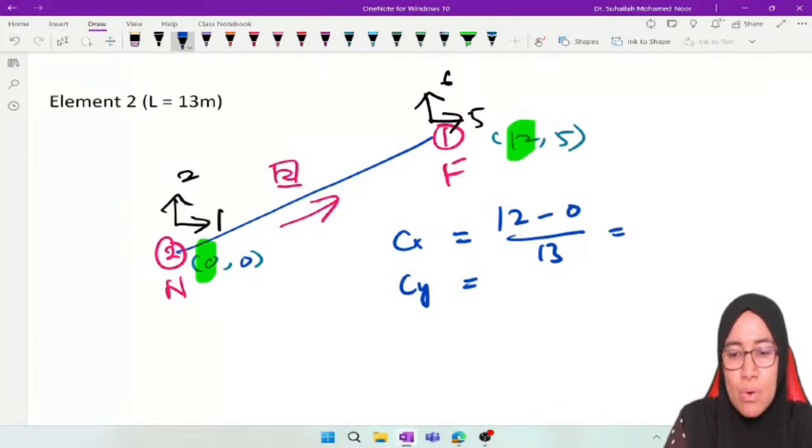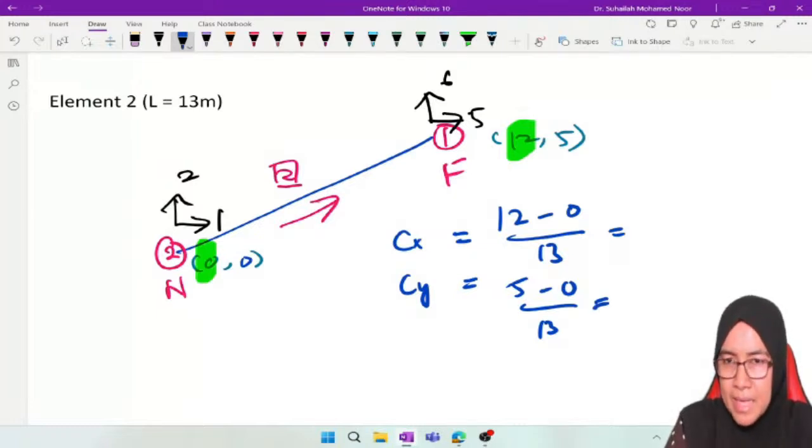What is the value of Cx? Okay, can somebody please calculate for me? 12 over 13, what is the answer? And for Cy, we have to refer to the y coordinate, far minus near. It is 5 minus 0 divided by 13. Please calculate for me one Cx and another one Cy: 12 over 13 and 5 over 13. What is the answer?